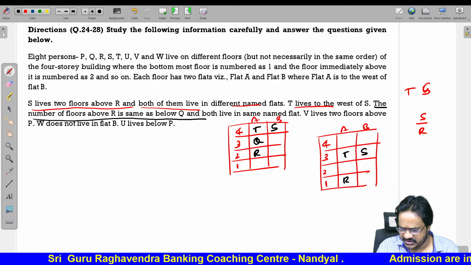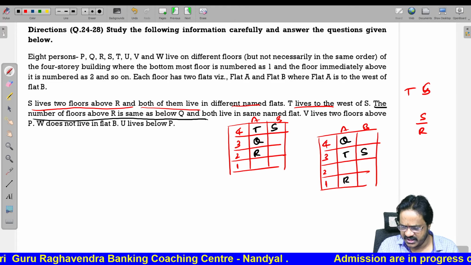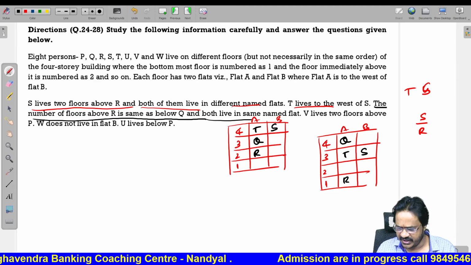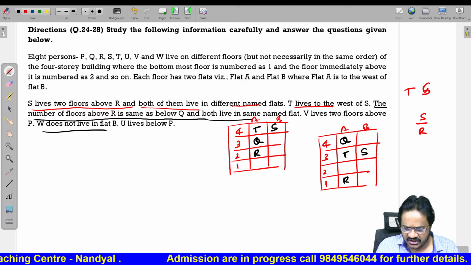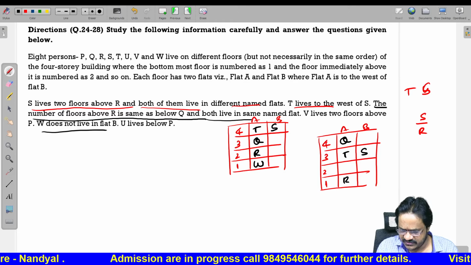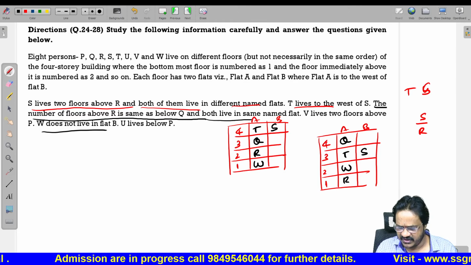Above R there are 3 floors, below Q also 3, and they live in the same flat. Then W does not live in flat B, so W lives in flat A.